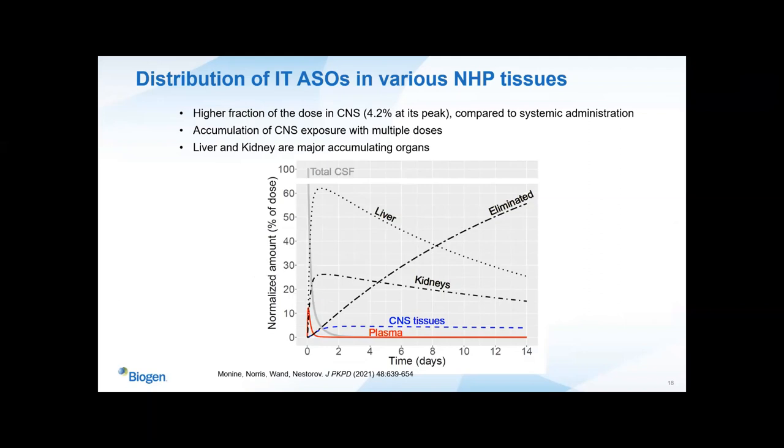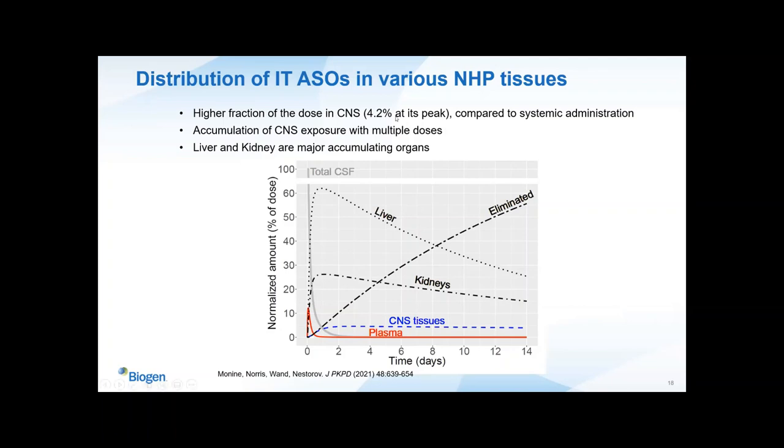This is actually quite an important picture, which essentially shows us the overall distribution of the intrathecal ASOs. And here we see that only up to 4 or 5% of the dose of intrathecal ASOs reaches its CNS tissues, total CNS tissues, including spinal cord and cortex and the whole brain.